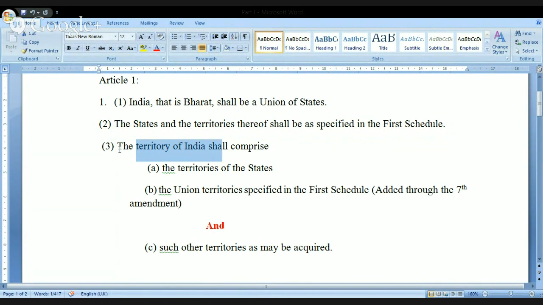The Constitution has explained it very clearly. Territory of India is nothing but, look at this, the territories of the states. What do you mean by this? Whatever area that you are calling a state will become a part of the territory of India. Meaning, whenever I am using the word union, that union comprises the territory of India.